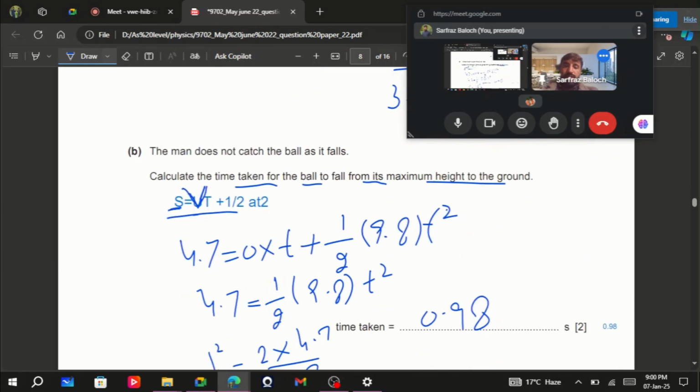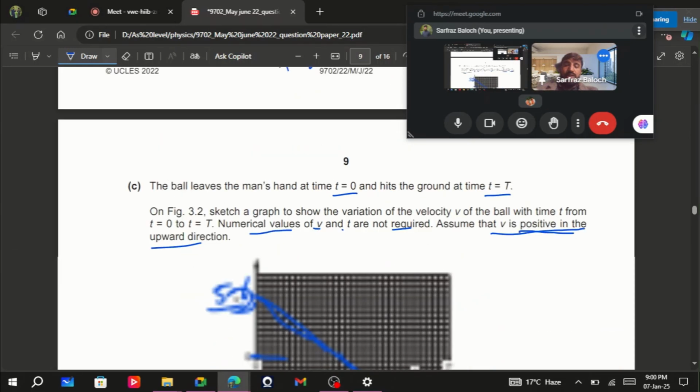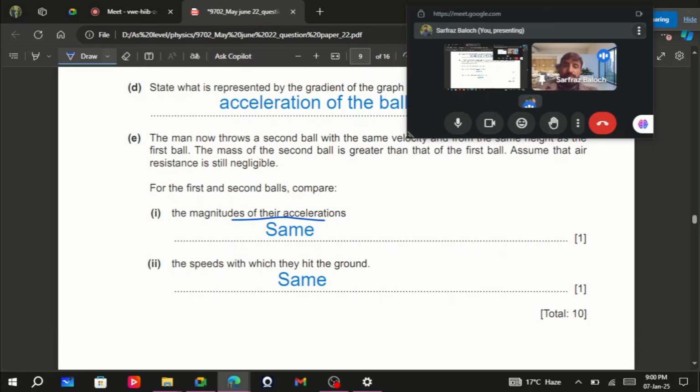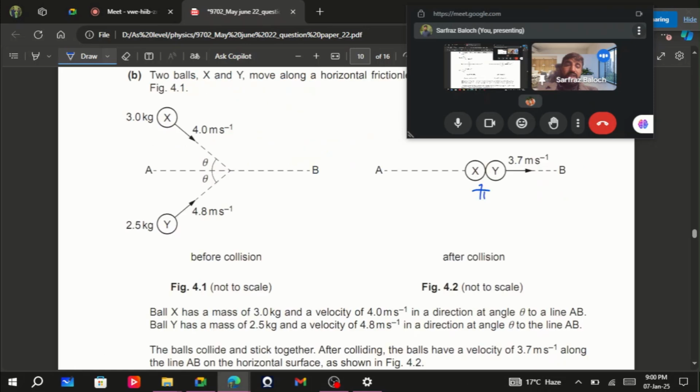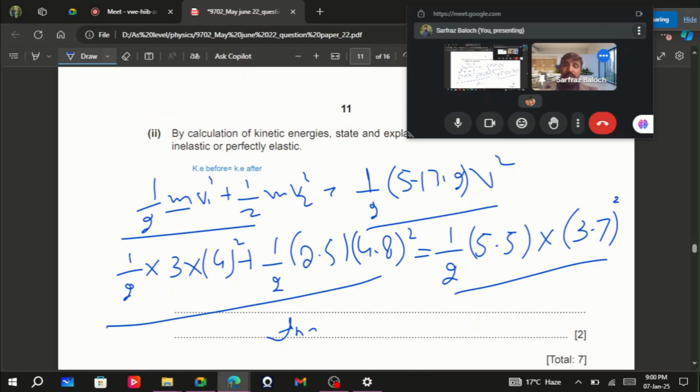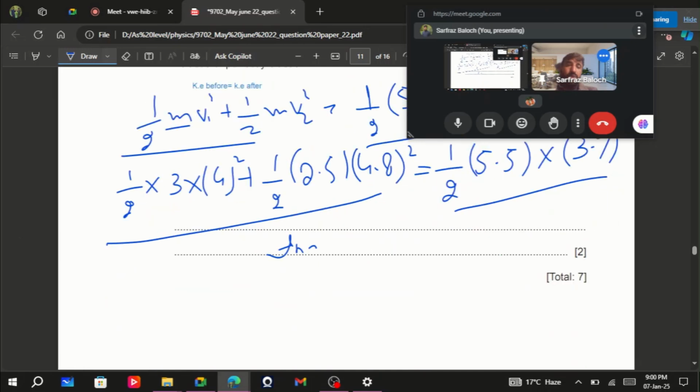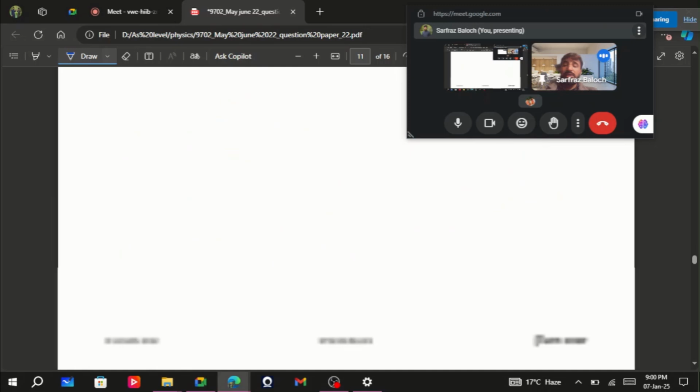Next, again, equation of motion. This is about acceleration. Next is about the law of conservation of momentum, before and after. This is about the law of conservation of kinetic energy: kinetic energy before collision is equal to kinetic energy after collision.